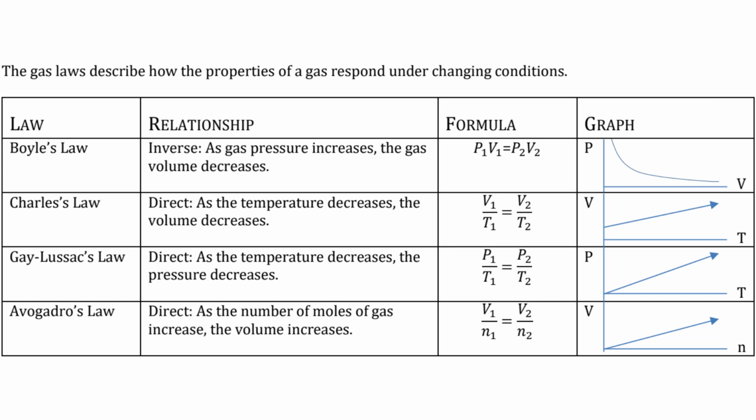Gay-Lussac's law is a direct relationship. As the temperature decreases, so does the pressure, assuming the other things stay the same, such as volume and moles. So P1 over T1 equals P2 over T2. Avogadro's law is a direct relationship. As the number of moles of gas increases, the volume increases, so V1 over n1 equals V2 over n2.